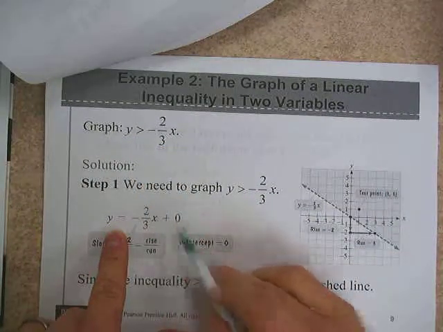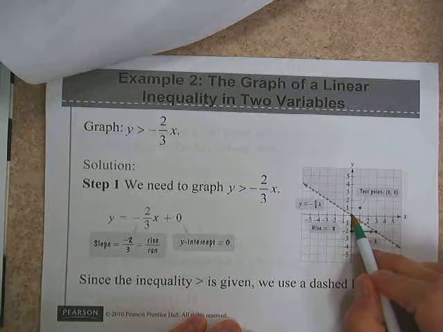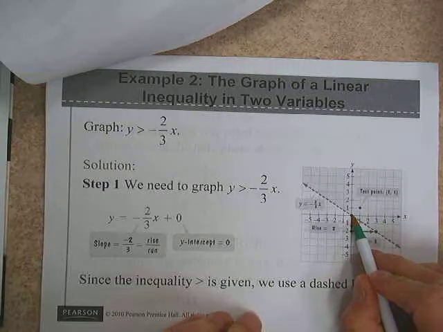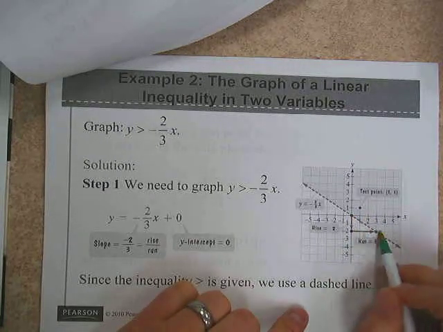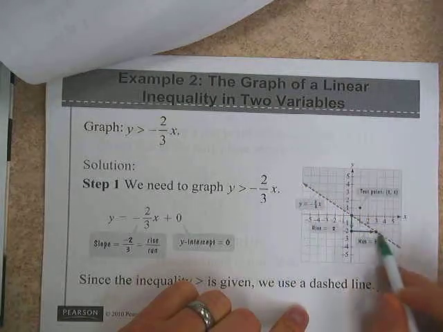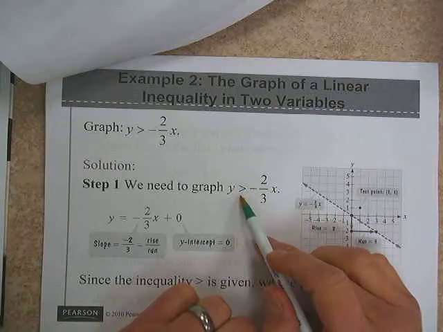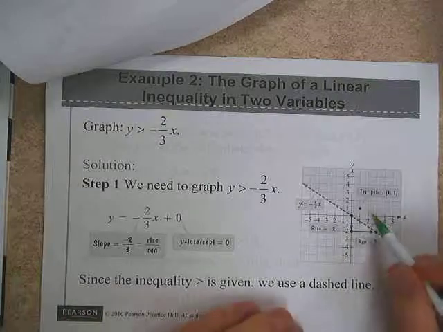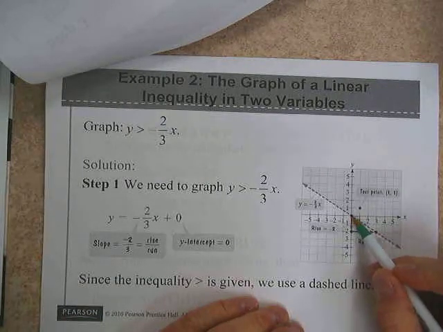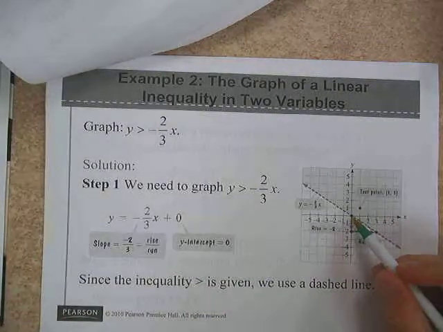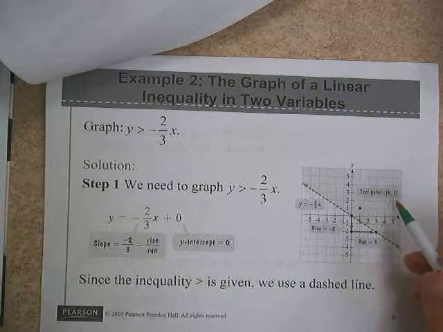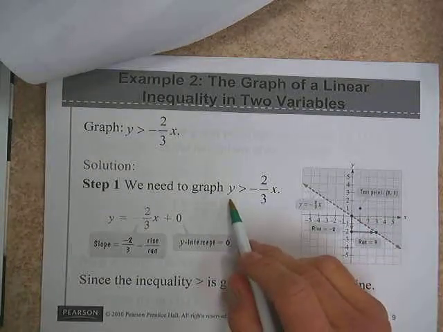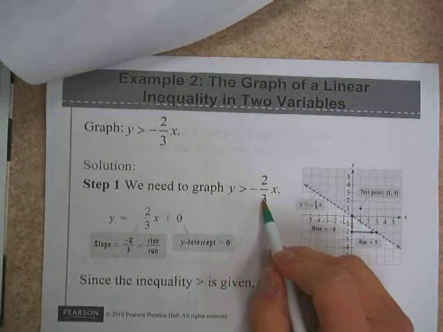Another one here, we got y equals negative 2/3 x. This one's in slope-intercept form, so we're going to graph negative 2/3 x plus 0. So we have a 0, 0 y-intercept. We have a down 2 over 3 slope. Okay. Draw it dashed because it's not or equal to. Okay, and then the test point they used here was 1, 1. Okay, can't use 0, 0 because 0, 0 is on the line.